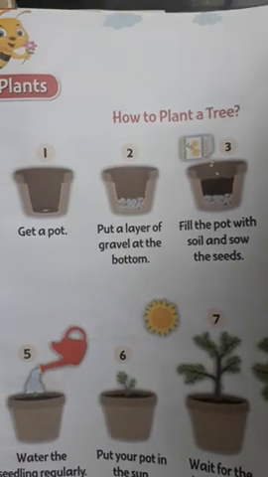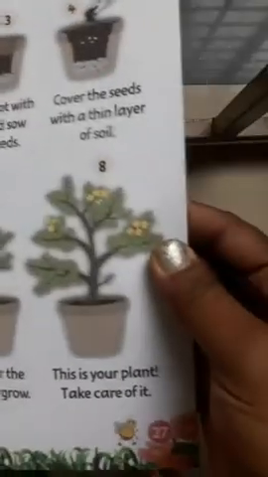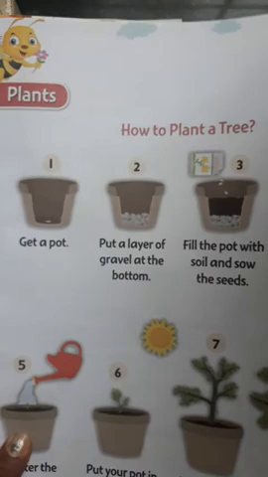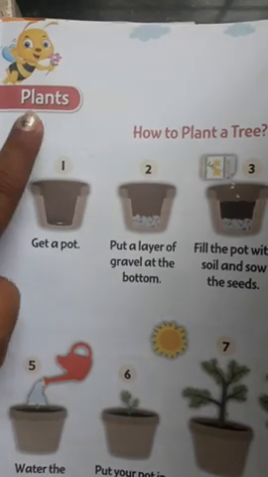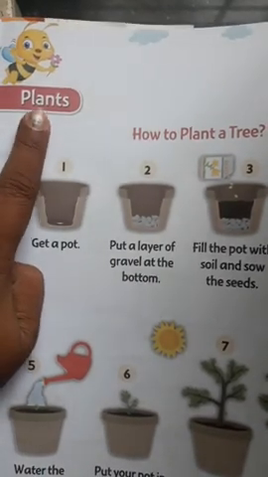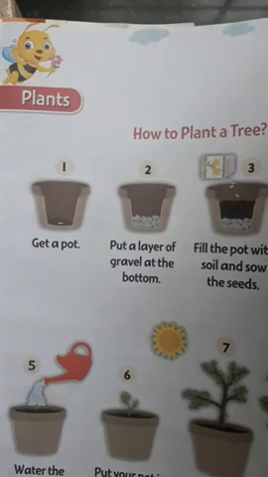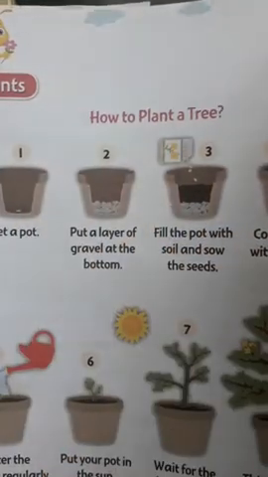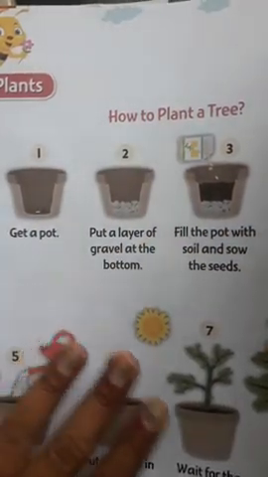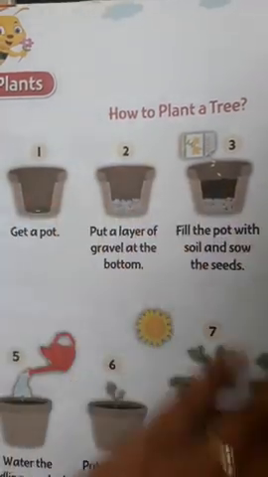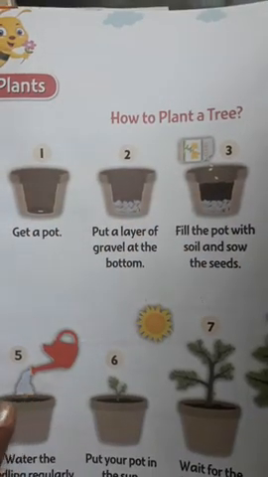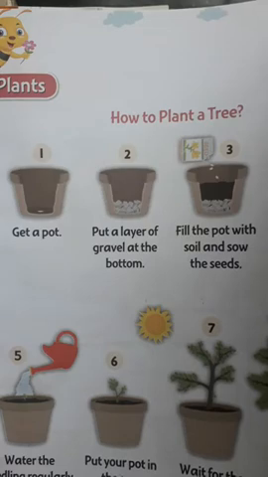All of you open your awareness skill book, page number 27. Today we are going to start with a new topic, that is plants. The name of the topic is plants. Here on this page they have shown how to plant a tree. What is the procedure of planting a tree? Regarding this we will watch a small video. So let's go, children.